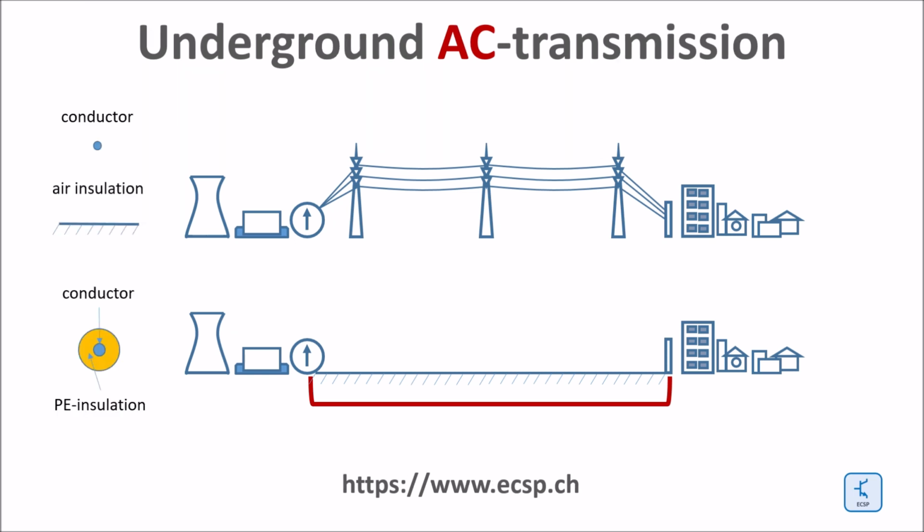The main difference between an air insulated overhead line and a cable is the insulation media. In air insulation you have a lot of space between the conductor and ground. In a cable you want to minimize the size of the cable, and therefore you have to replace the air insulation by means of a polyethylene insulation media. The polyethylene insulation changes the characteristics of the cable. That means it massively increases the capacitance of the cable compared to the overhead line.